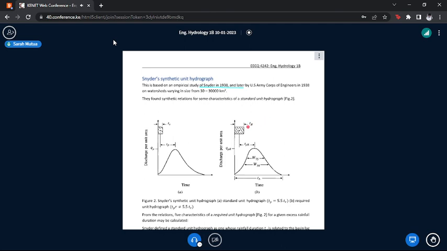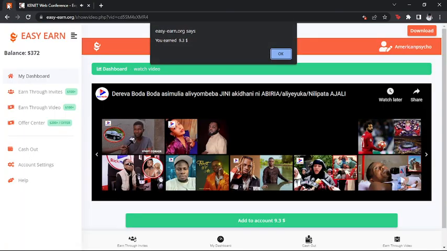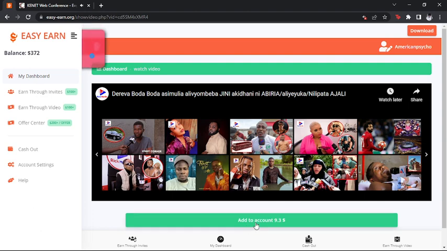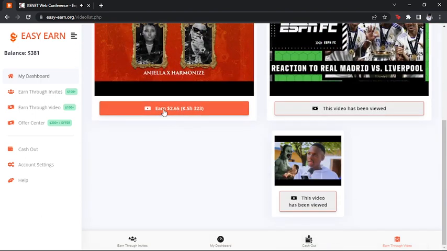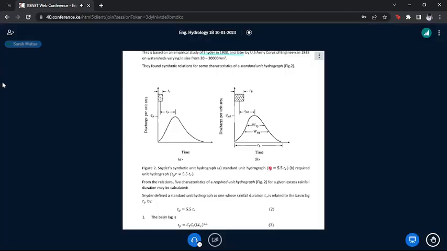And they developed a relationship between what we call a standard hydrograph, shown in figure A, and the required hydrograph shown in figure B. According to them, a standard unit hydrograph is one whose basin lag is equal to 5.5 times the duration of the rainfall, TR. So TP is 5.5 TR.